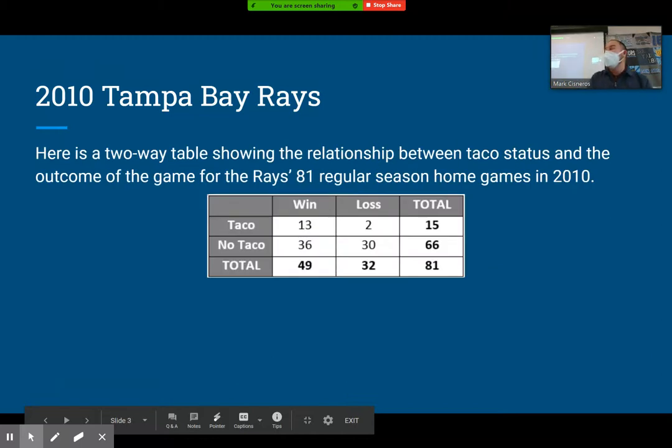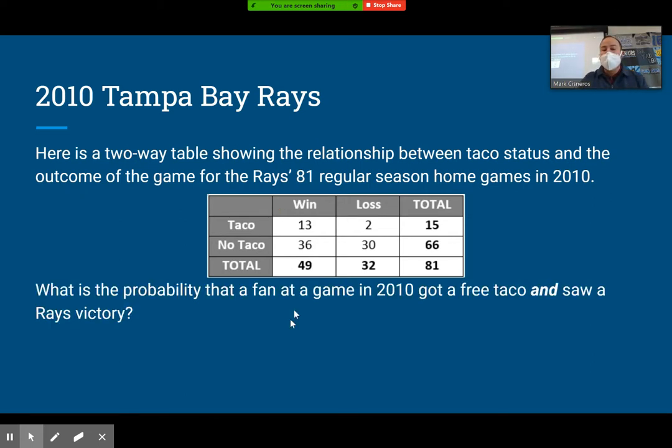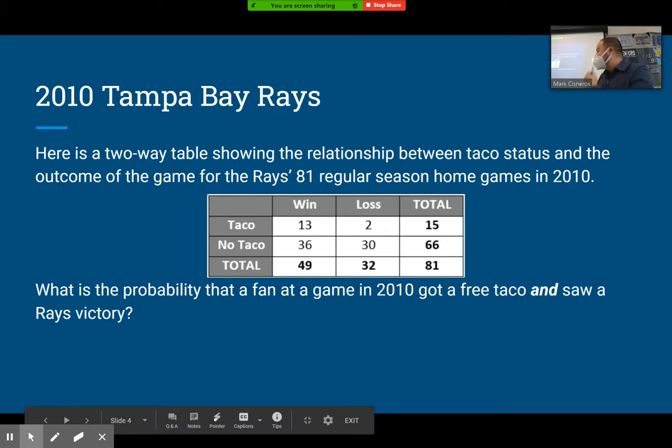Here is a two-way table that shows the 81 total home games, how many times people got tacos or not, and how many times they won and lost. Okay, we've all seen this before. You don't need to write anything down until I tell you to. Everything's running smoothly, it looks like. Okay, help me figure this out.